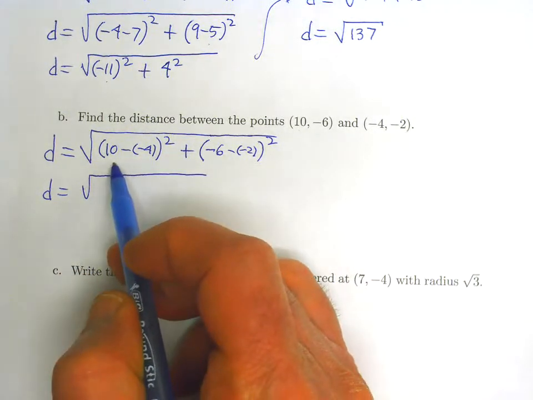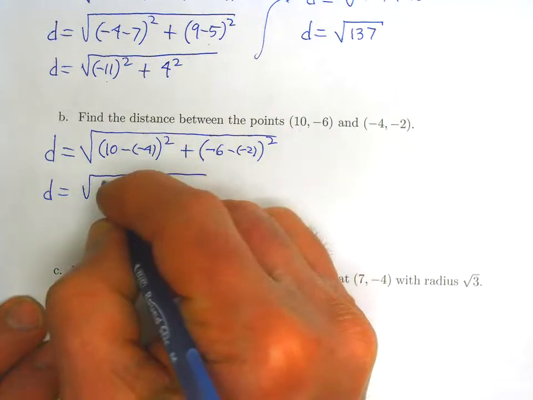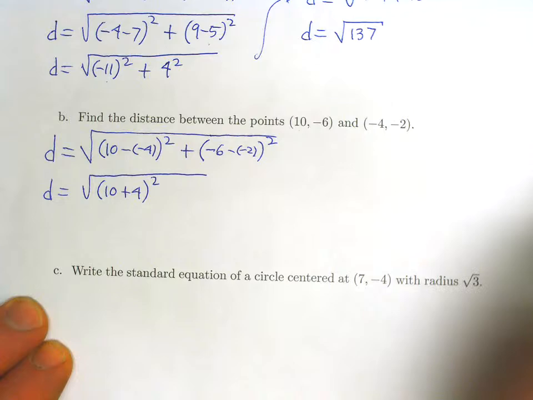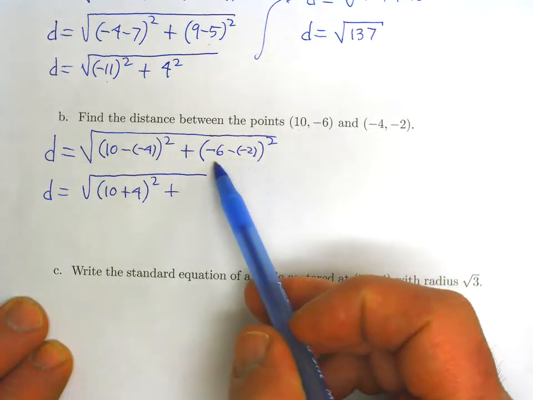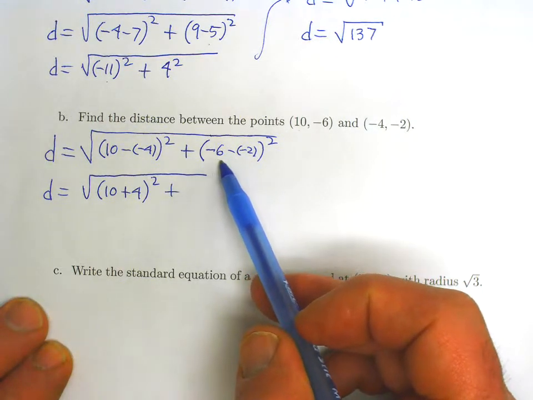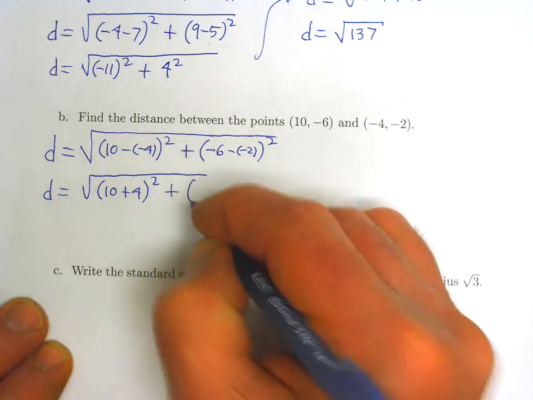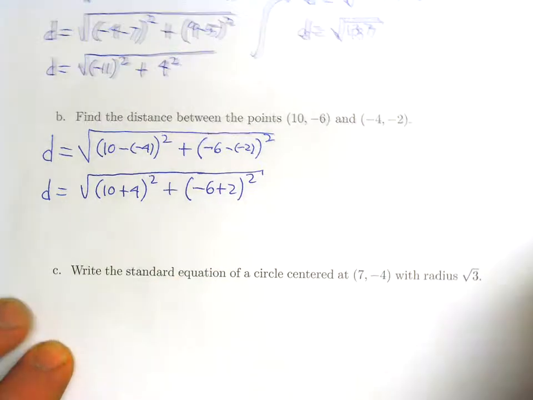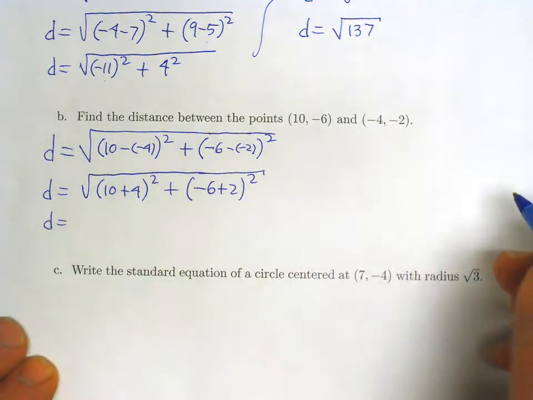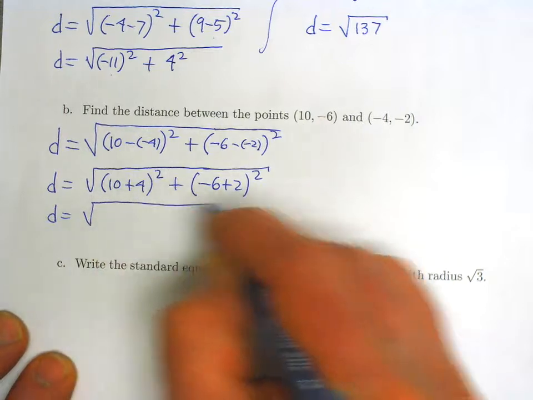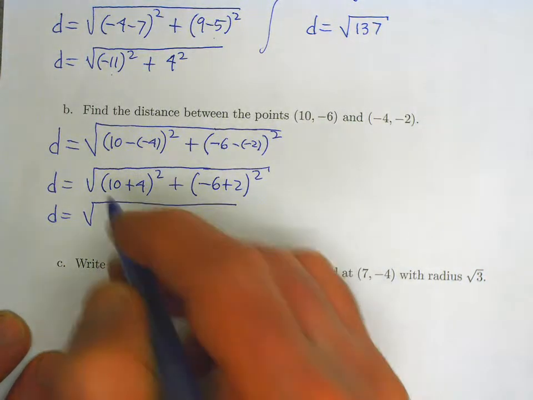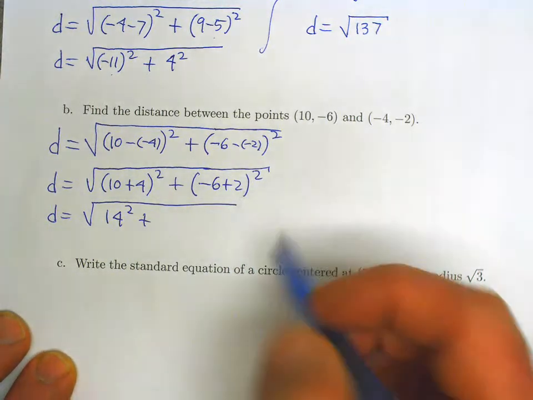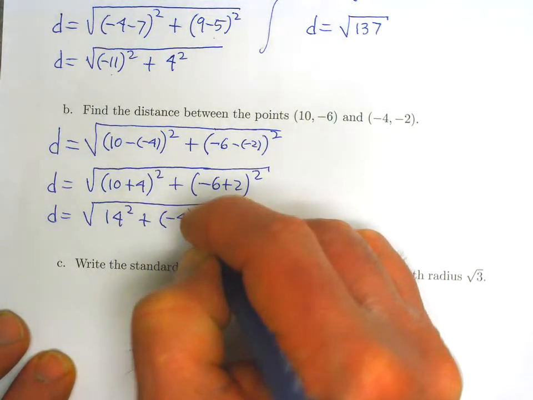Okay, in this set of parentheses, 10 minus negative 4 is equivalent to 10 plus 4, quantity squared. And in the other set of parentheses, negative 6 minus negative 2 is equivalent to negative 6 plus 2, quantity squared. So we're getting there. 10 plus 4 is 14, so we have 14 squared. And negative 6 plus 2 is negative 4, so we have plus negative 4 squared.